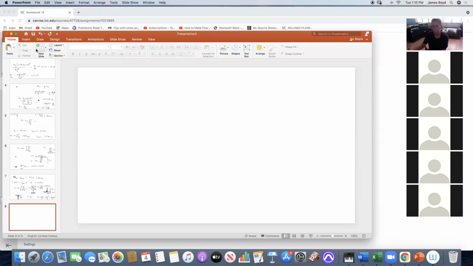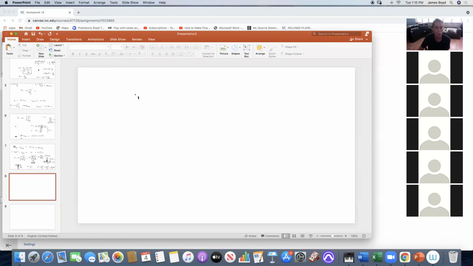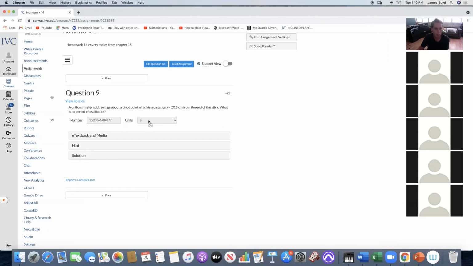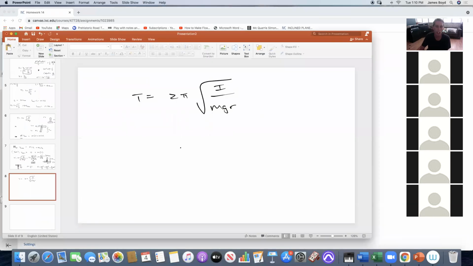All right, so remember, our period is 2 pi square root of I over mgr. And this thing is supposed to be a meter stick with a pivot point that is a distance of 20.3 centimeters from the end of the stick. So this thing's trying to rotate at a point here where this is 0.203 meters. Okay, so we need to find I.